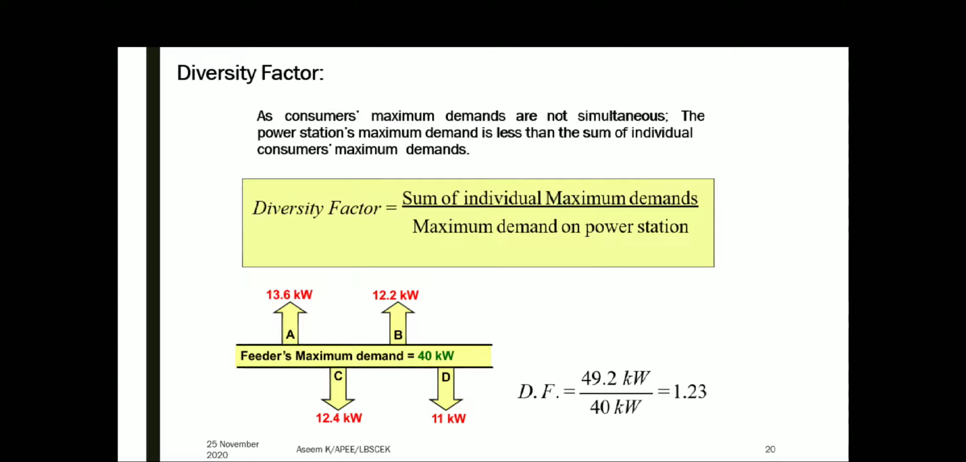So here you can see in a picture different loads, 13.6 kilowatt, 12.2, 12.4, 11 kilowatt, etc. And its feeder maximum demand is denoted as 40. So diversity factor is the sum of all these loads, that is 49.2, divided by the power system maximum demand, that is 40, which is 1.23. So diversity factor is always greater than 1.